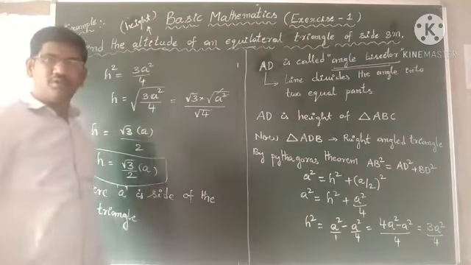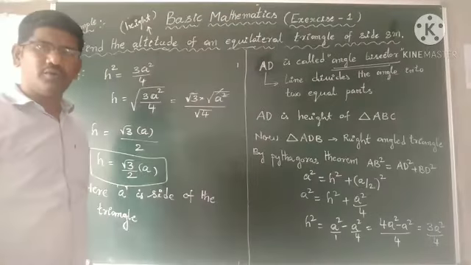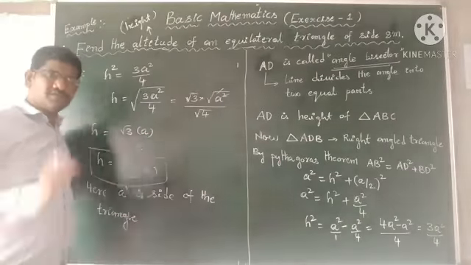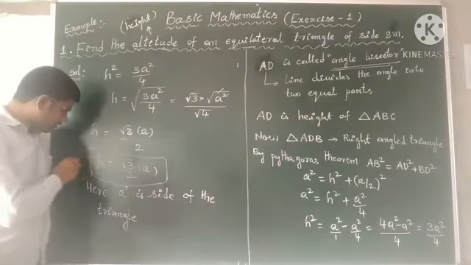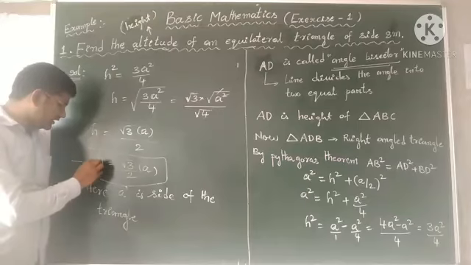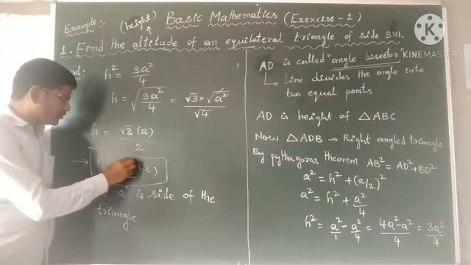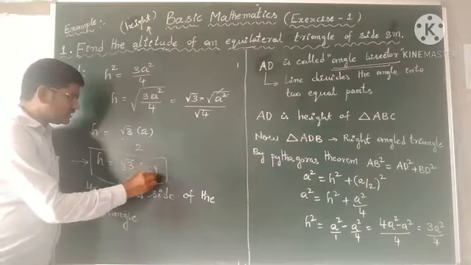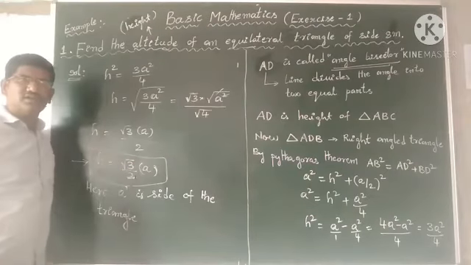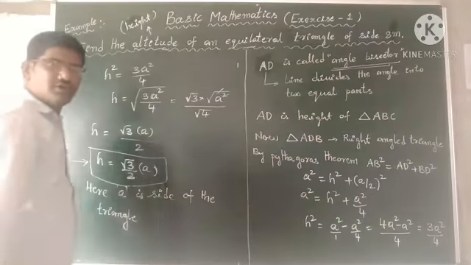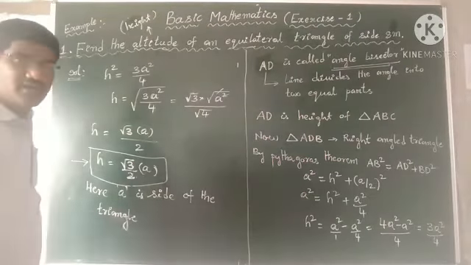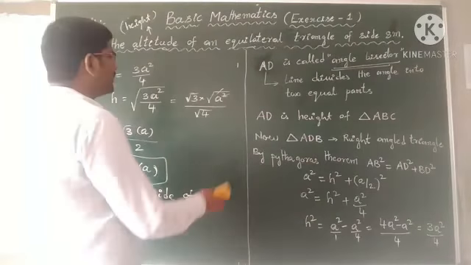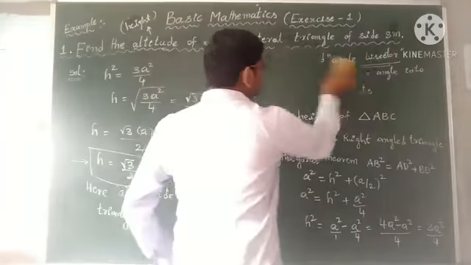It is very important, students, for all problems and everywhere. So please remember, height of an equilateral triangle, h is equal to root 3 by 2 into any one side length. So that is root 3 by 2 into a. So this is the formula, my dear students. Now I'll go for the solution.